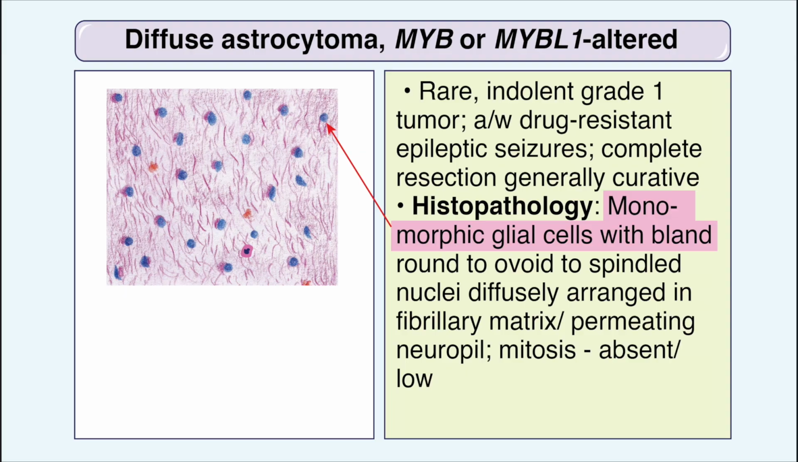The tumor is composed of monomorphic glial cells diffusely arranged in a fibrillary matrix or permeating neuropil. Individual tumor cells have blunt, round to ovoid to spindle nuclei. Mitotic activity is typically absent or low, as well as no microvascular proliferation or necrosis.